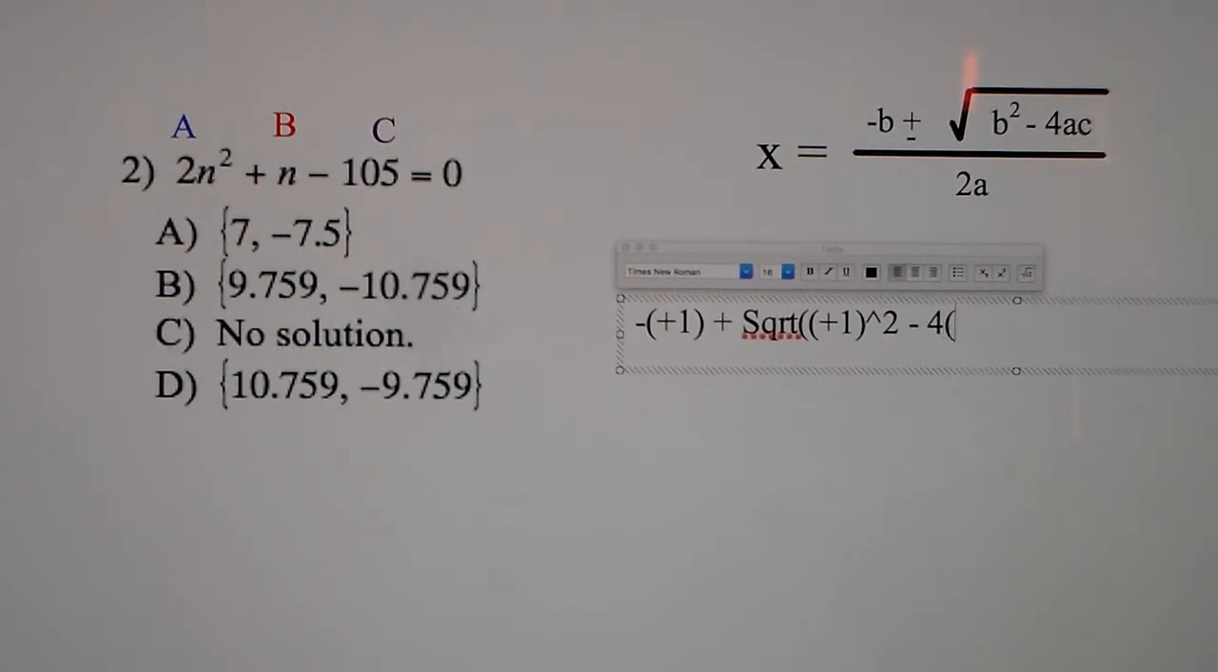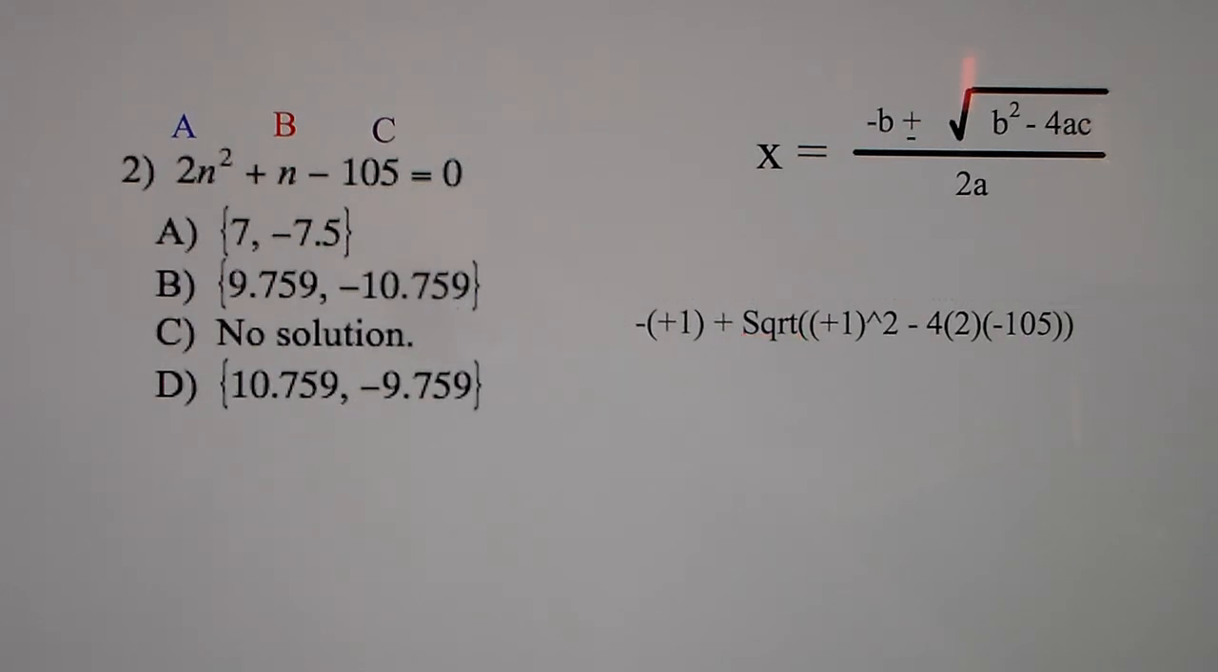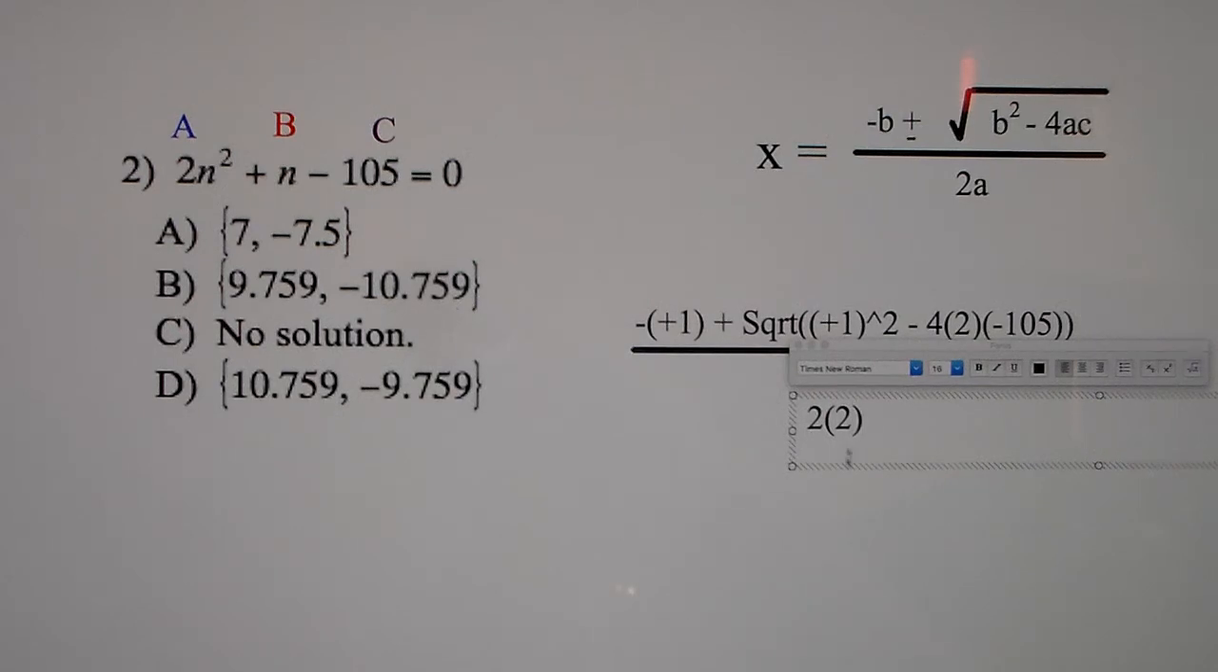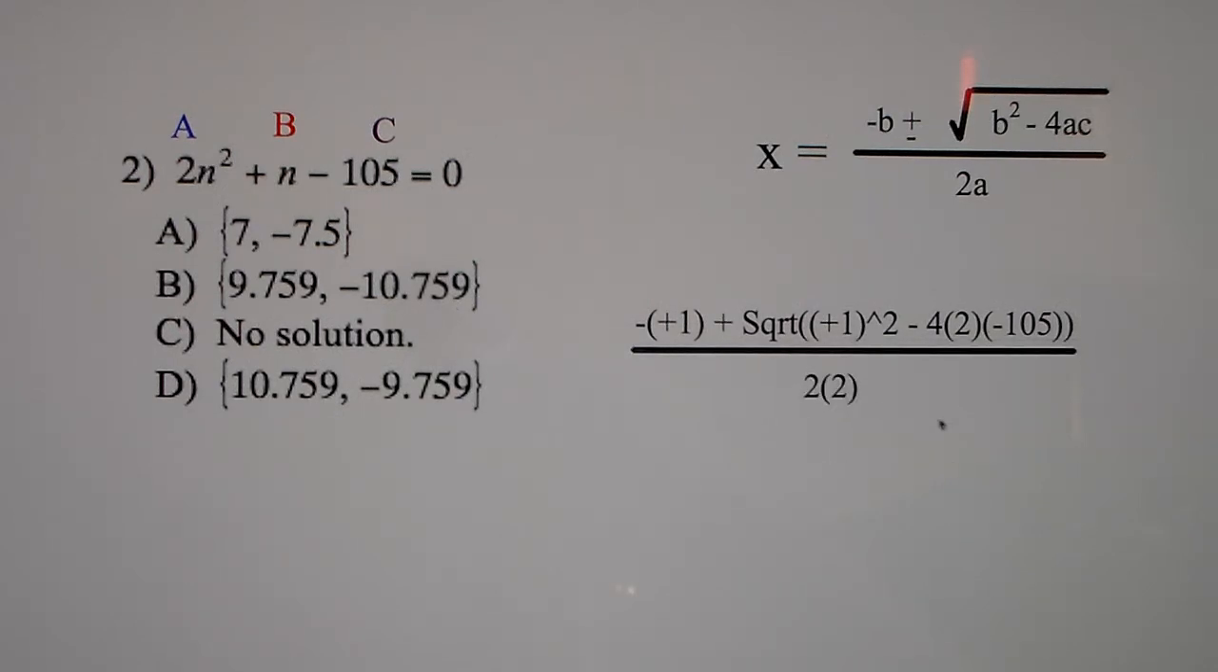minus 4 times my A value, which is 2, times my C value, which is negative 105. And I close up the square root. Divided by 2 times A. My A value is 2. So it'll be 2 times 2. Negative and positive 1, that's really just a negative 1. So I'm going to do negative 1 out here.